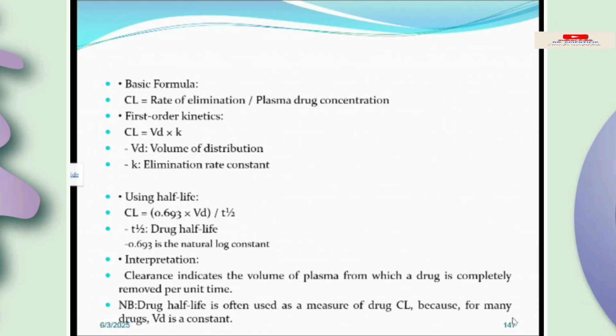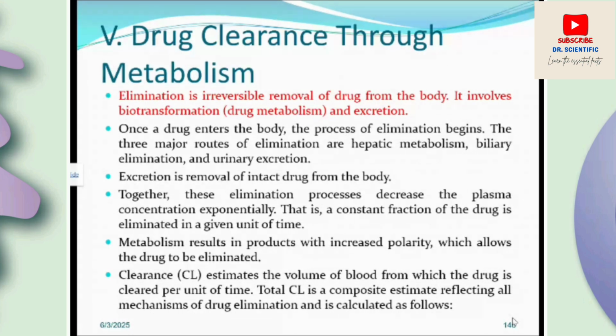Okay. Let's go back to the previous slide. We are having elimination, and the two most important things in terms of elimination are metabolism and excretion. The drug is biotransformed and then is excreted. In summary, what are the three major outlets? Hepatic, that's the liver. We know what biliary is.